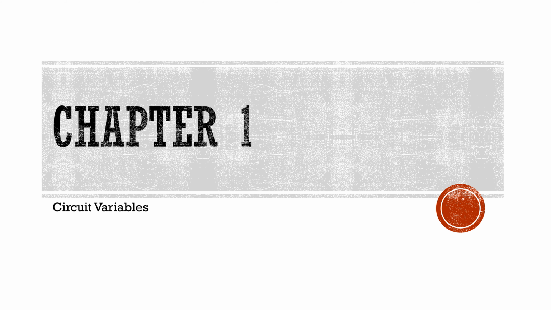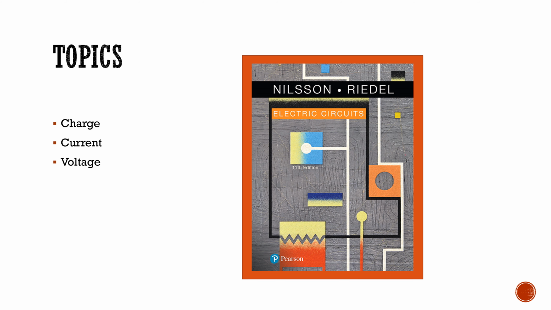Chapter 1, Circuit Variables. In this lecture, we will discuss the concepts of charge, current, and voltage, their relationships to one another, and their associated mathematical equations. We will then perform some example problems demonstrating the concepts learned.